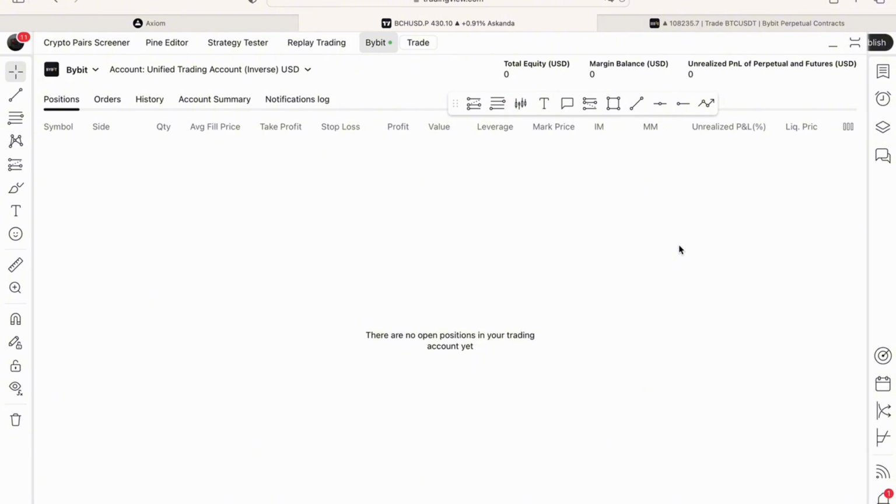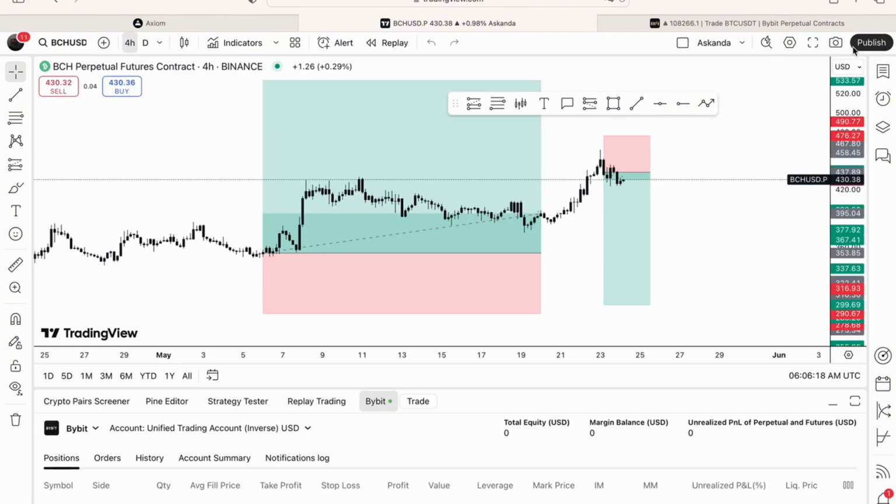The reason why I even like TradingView is they will show you the capital that you have inside your Bybit spot or your perpetual futures, your derivatives. On Bybit they call it derivatives. So you can see they said total equity 0, margin balance. Margin balance is maybe you take a trade and the amount that is left.